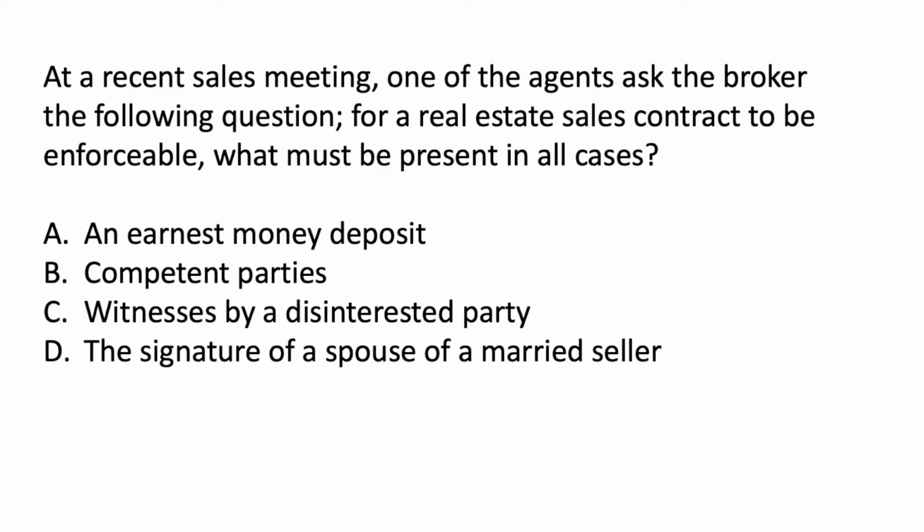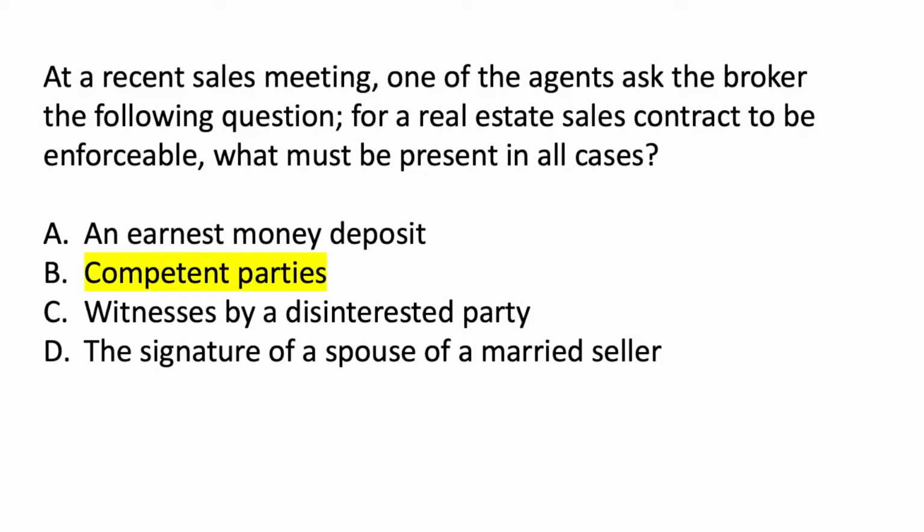Well, we ruled out earnest money, and we've ruled out D, the signature of the spouse of a married seller, and we ruled out C, witnesses by a disinterested party, but I'm down to competent parties and the signature of the spouse of the married seller.